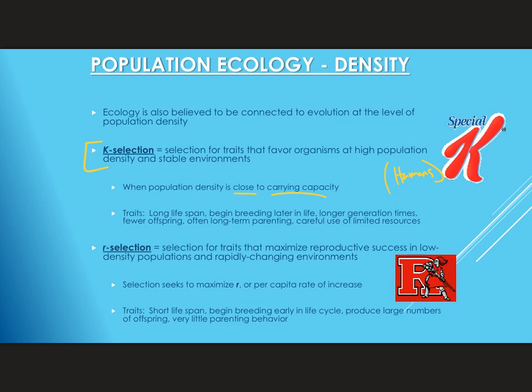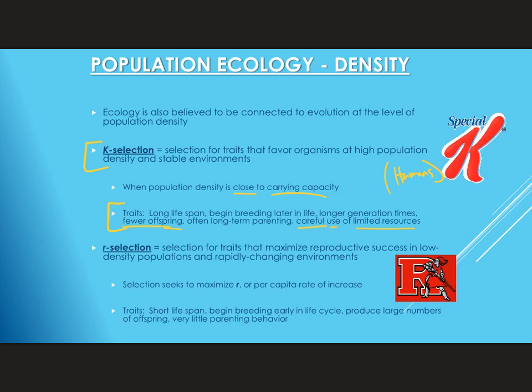So check out the K-selected traits. We have long lifespans. We begin breeding fairly late in our lives, after many years. We have longer generation times. It takes a long time to make a new generation of humans. We have fewer offspring, most people today having two or three kids maybe. We have long-term parenting, where we take care of our kids for many, many years. And again, in part because of our consciousness, we make careful use of resources that we recognize are limited.